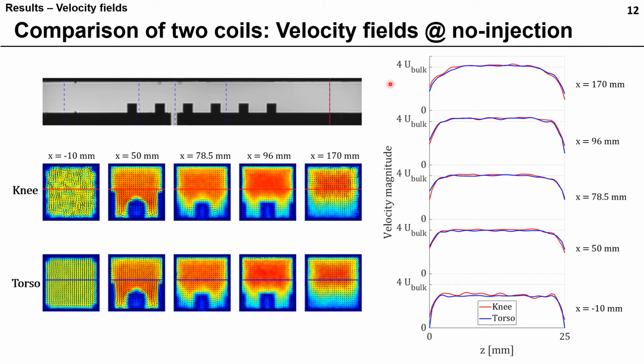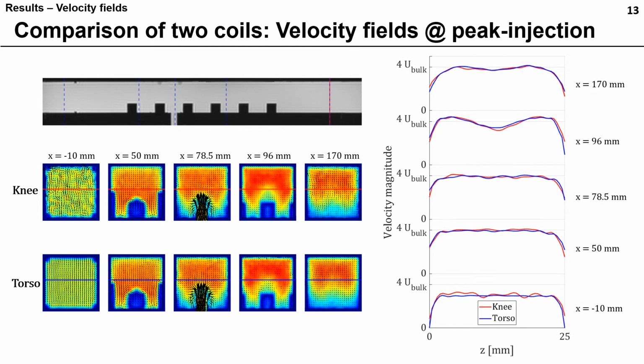And to check this result more quantitatively, we set straight lines like this, red and blue lines, and plotted the velocity profile along them. As you can see, for most regions, both coils show almost similar velocity profiles. But at x equals minus 10 millimeters, the 8-channel coil shows a highly vibrating velocity profile due to the high noise. And this can be seen at the peak injection flow rate. The 16-channel torso coil shows a smoother velocity field than the 8-channel coil in the entrance region of the FOV.